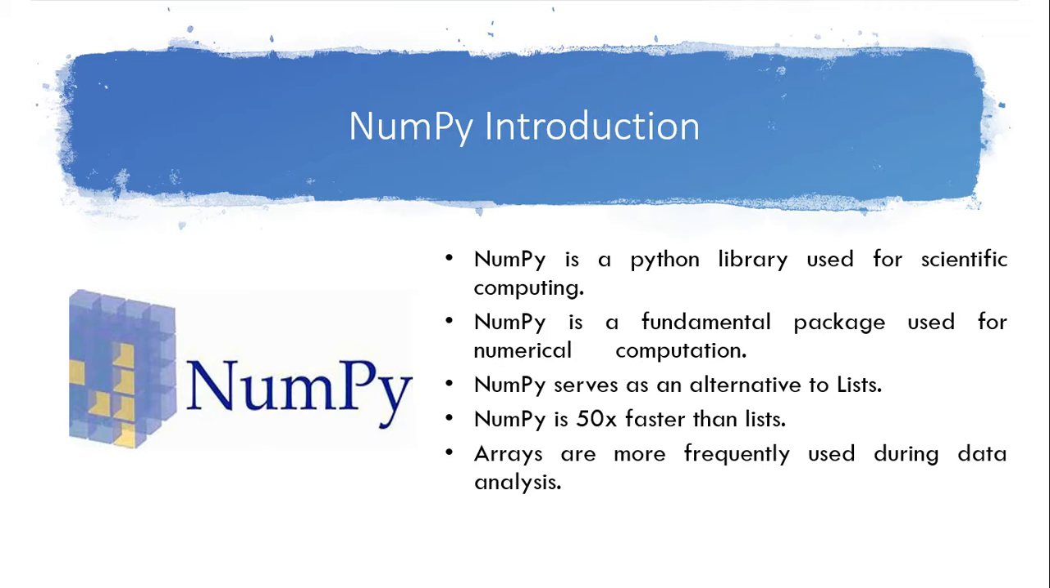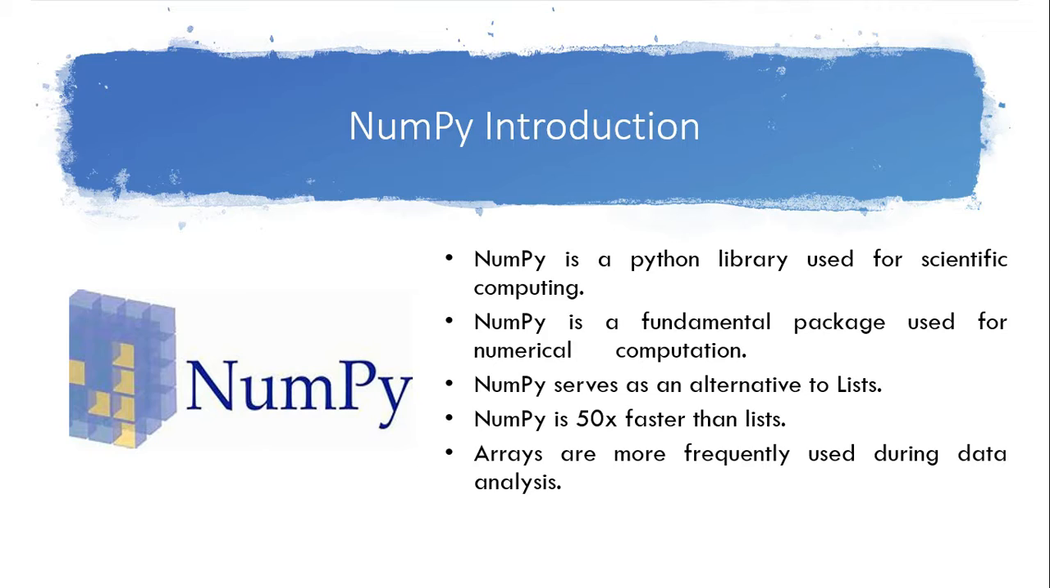NumPy serves as an alternative to lists. As we know, lists can hold different elements, and similarly arrays are also going to hold elements. But the difference you need to remember is that lists can hold different types of data elements. Means at the same time in a list you can store a string, an integer value, or otherwise a floating point value also. But arrays can store only similar type of elements.